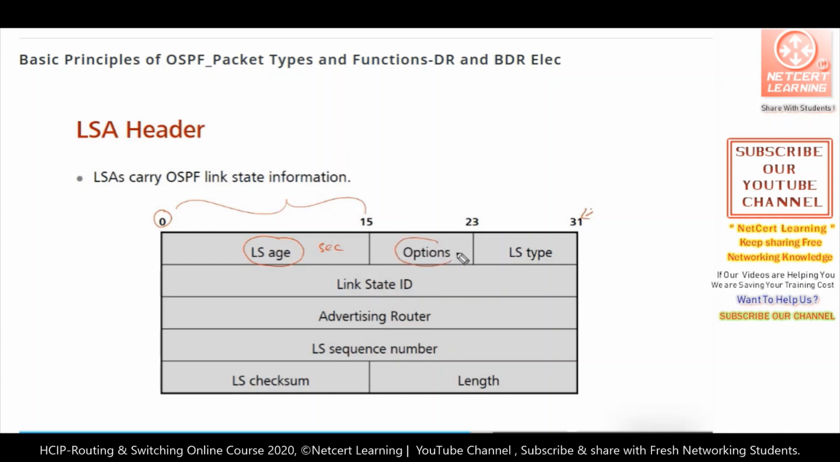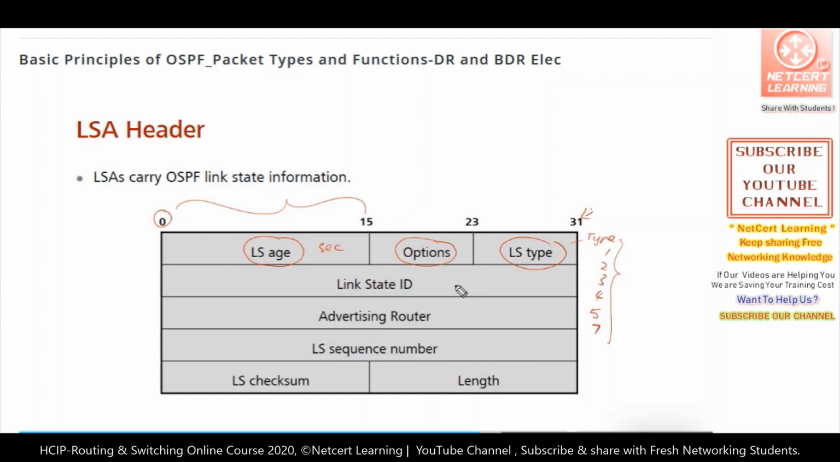Next, we have an option. This is a capability of the router. Then we also have the link state type. This indicates the LSA format and function. We have different types such as type number 1, 2, 3, 4, 5, and 7. These are the common types that we will use. I'll go into the detail of LSA types later on.